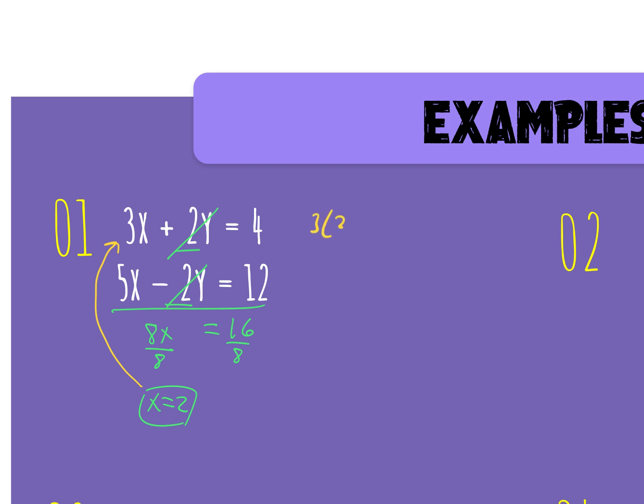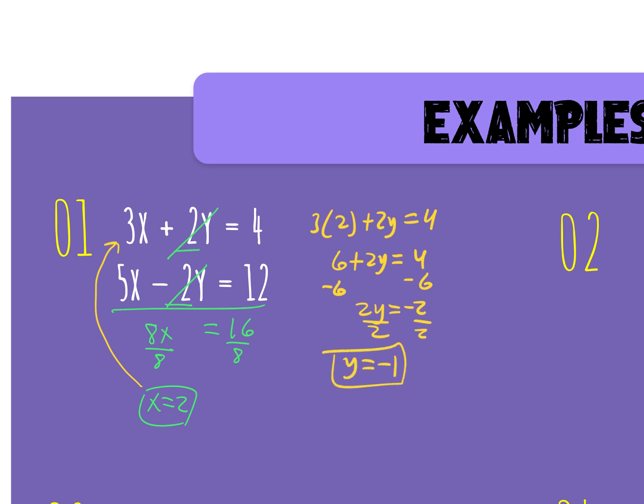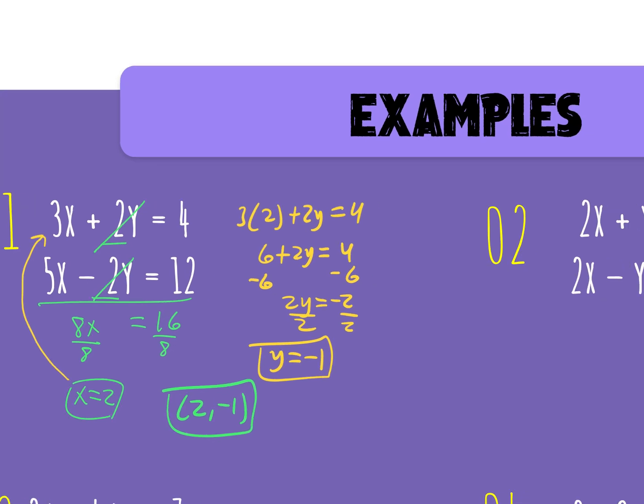So this is going to be 3 times 2 plus 2y, and this equals 4. 3 times 2 is 6. Then you can subtract 6 on both sides, and I get 2y equals negative 2. Divide both sides by 2, and I get y equals negative 1. Once again, you always want to write your answer as an ordered pair, so 2 comma negative 1. All right, we keep going.